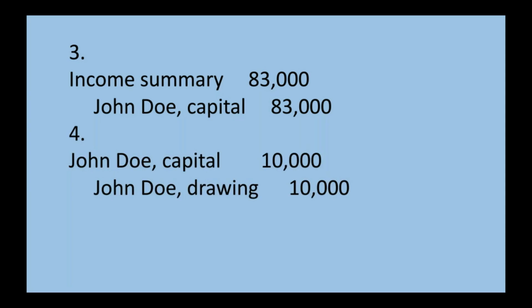The final journal entry will only occur if the owner has utilized a drawing account. In this case, they did, and they had $10,000 at the end of the period that you want to net 0. So you're going to debit the capital account for $10,000 to decrease it, and then credit the drawing account for $10,000 to decrease it back to 0.